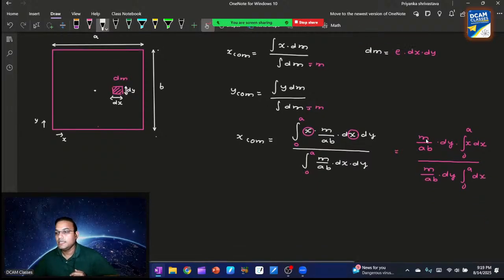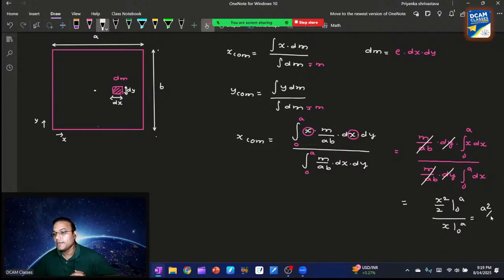Now these things will cancel. It will be what? X square by 2, numerator 0 to a, so it will be a square by 2 divided by a, so a will cancel, a by 2 is coming. So your center of mass is at a by 2, x center of mass is this.